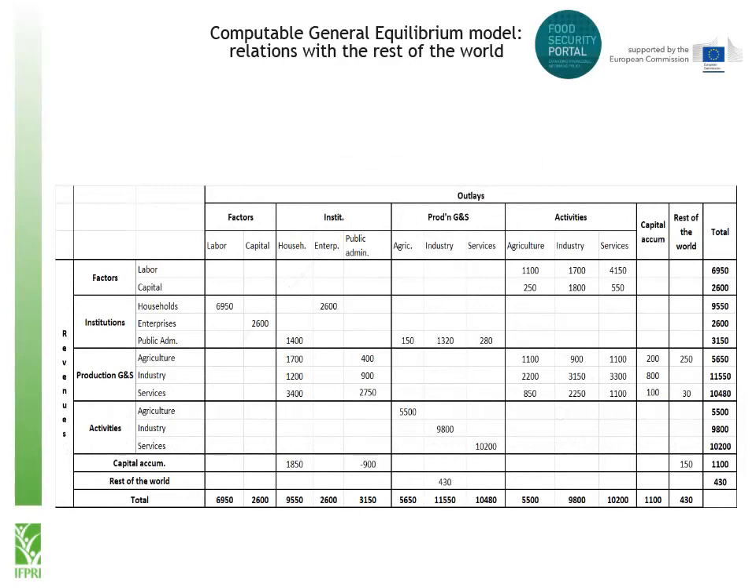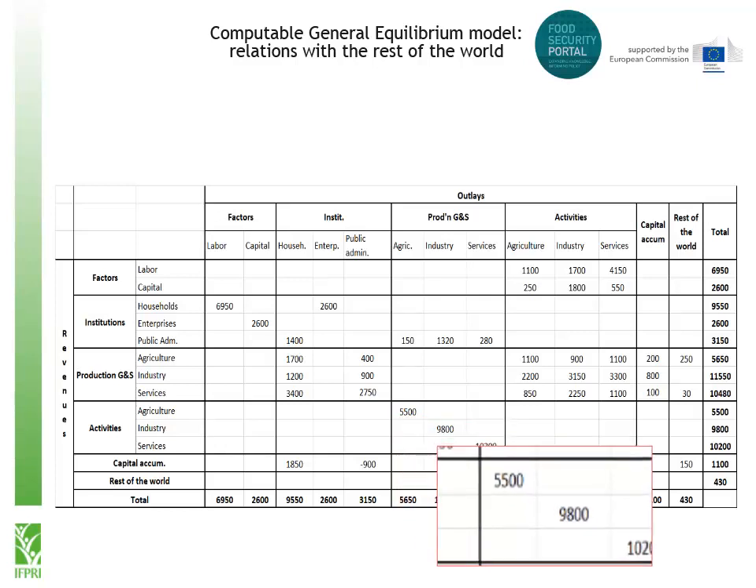So you need a social accounting matrix to get some data to fit the model. So here is the social accounting matrix with relations with the rest of the world. So you've got level of production in each sector.